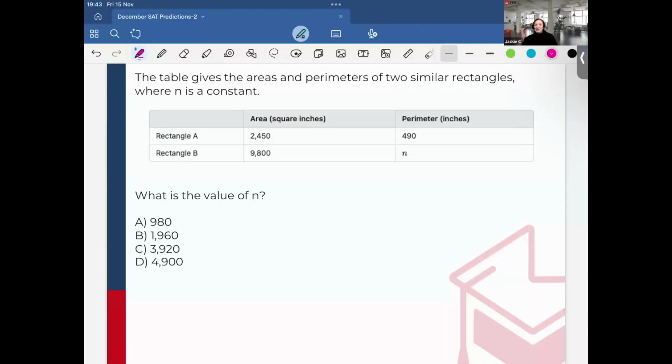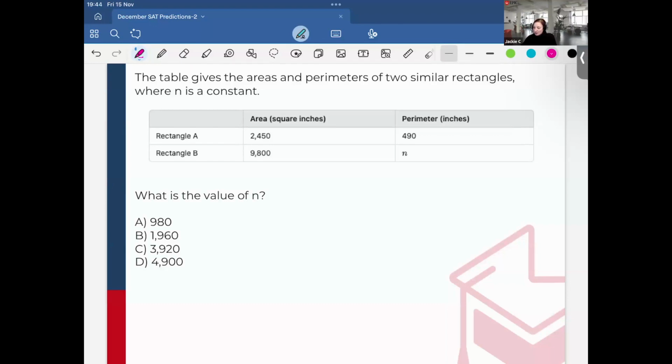Alrighty, now let's look at this one. So the table gives the areas and perimeters of two similar rectangles where n is a constant. Okay, so I see rectangle A, I have its area, I have its perimeter. And rectangle B, I have its area and I don't have its perimeter. And then I have to find what the value of n is.